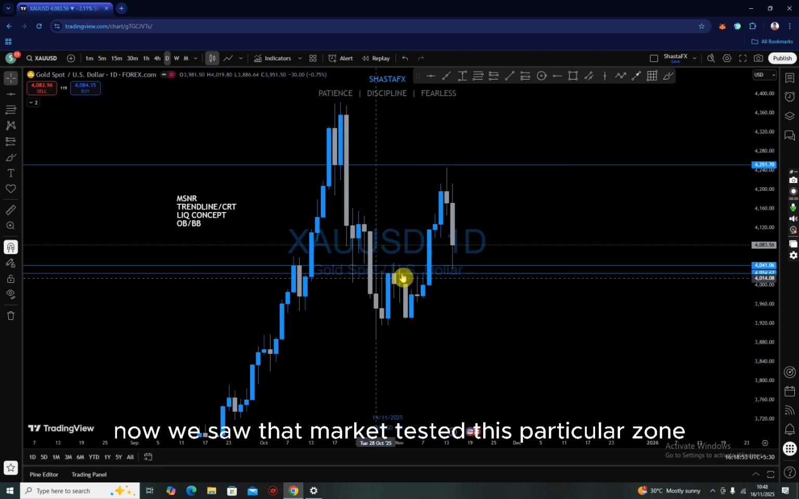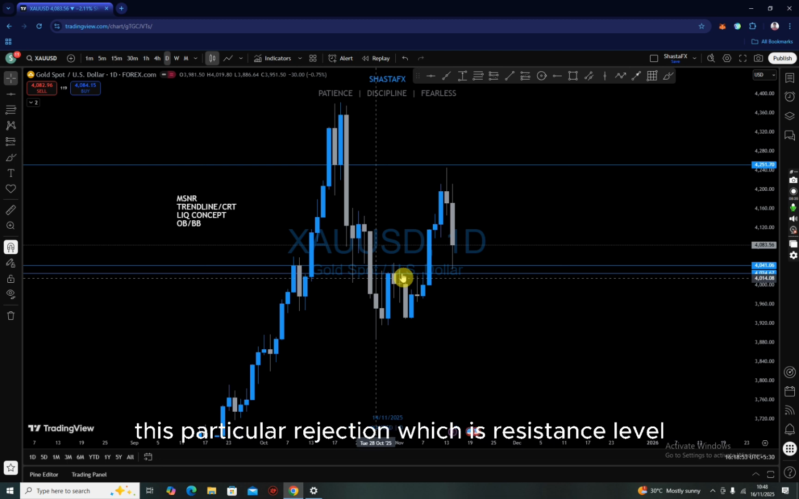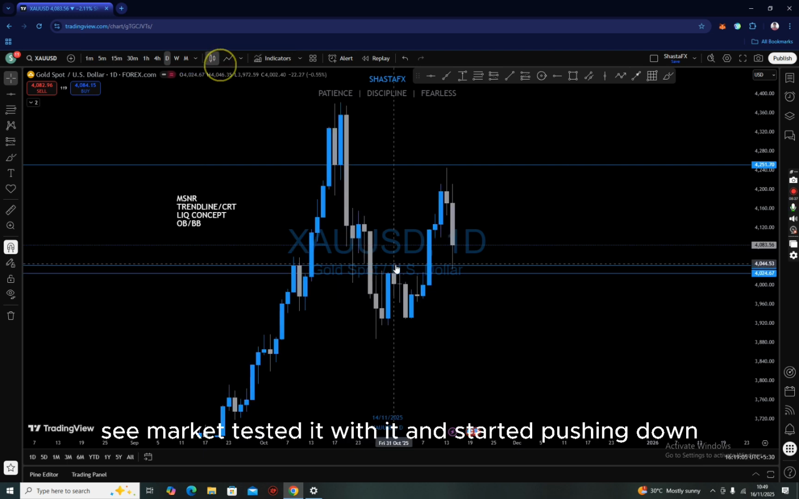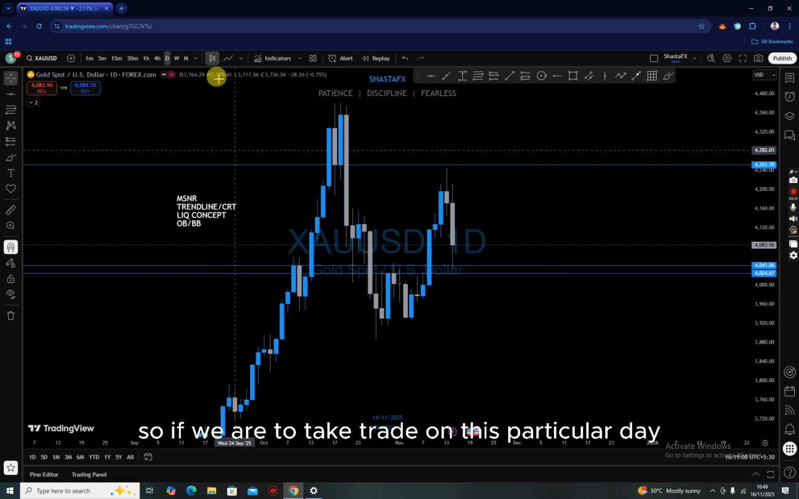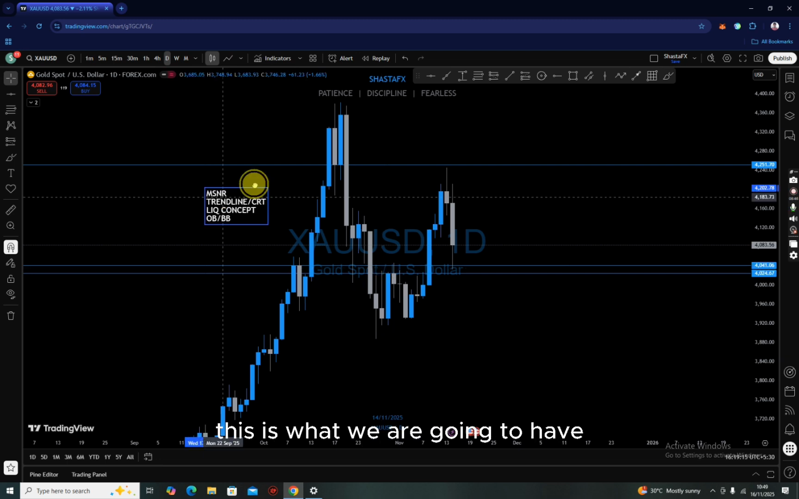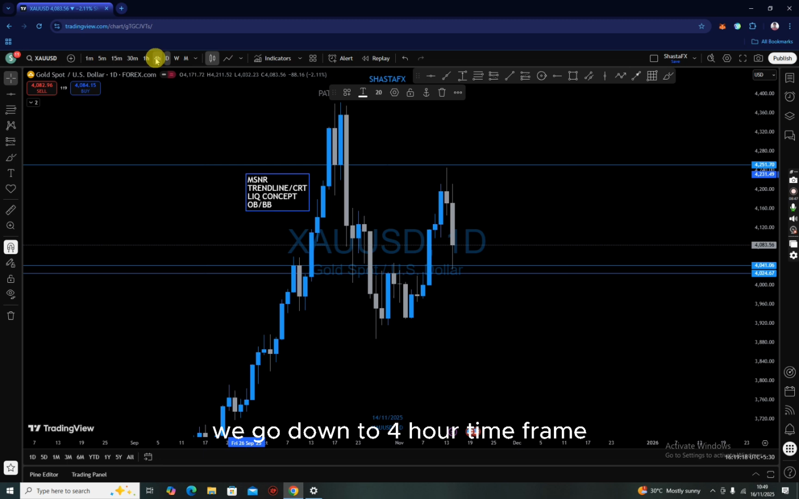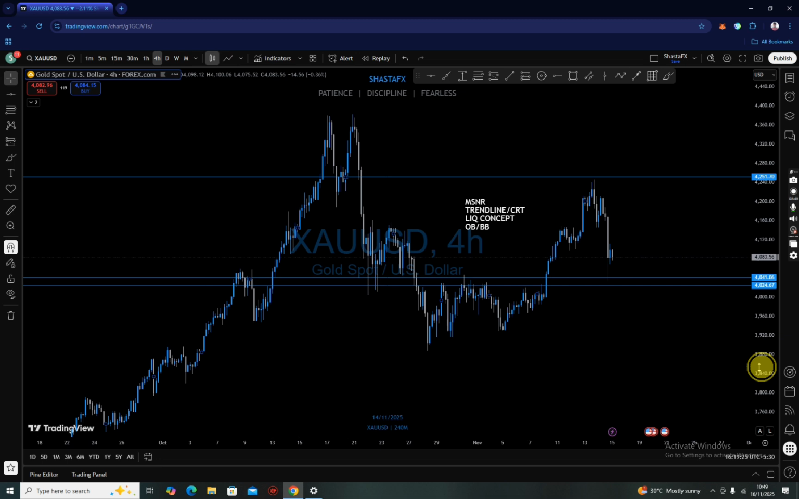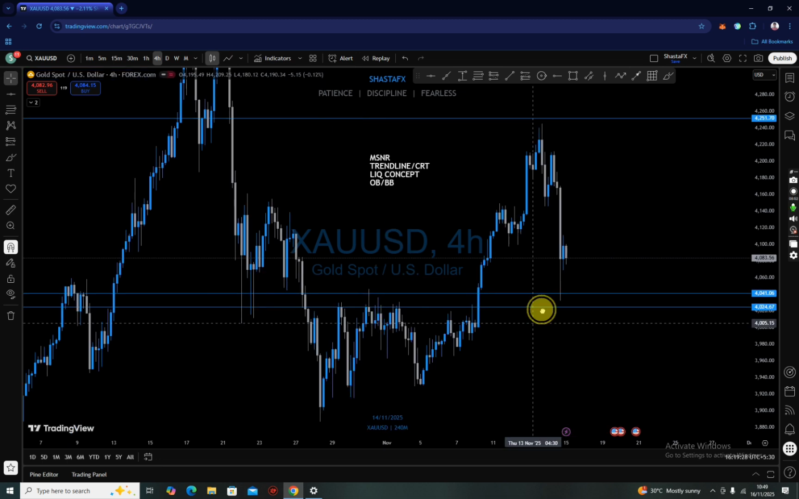Now looking at this, we saw that market tested this particular zone, which is this. This particular rejection, which is the down level. Market tested it and started pushing down. So if we are to take a trade on this particular day, let me just analyze here first. If we are to take a trade using this particular strategy, this is what we are going to have. We go down to 4-hour time frame to see the chart clearly. When we go down to 4-hour time frame, this is what we are going to get.